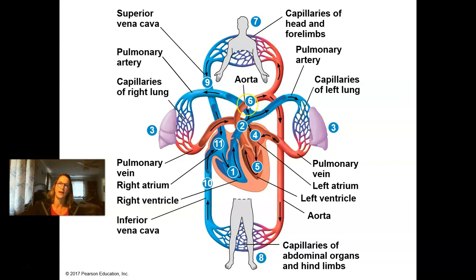Pulmonary circuit is deoxygenated blood gets oxygenated in the lungs, and the systemic circuit is oxygenated blood basically gets deoxygenated when it gives up its oxygen and gains carbon dioxide from the capillary beds in all the different parts of the body.